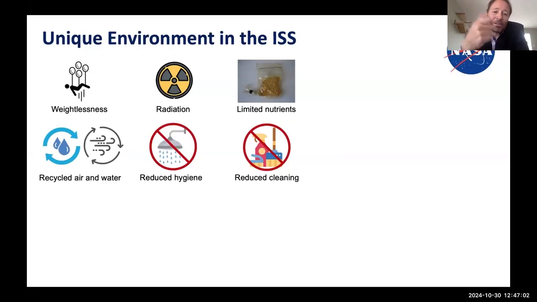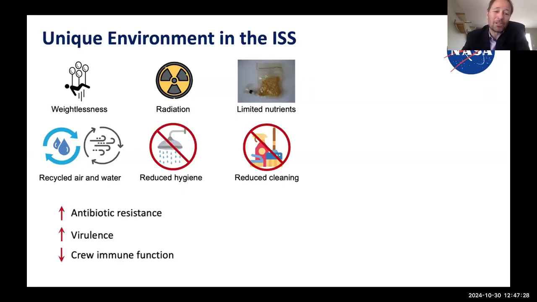First of all, there's weightlessness, there's more radiation, there's very limited nutrients. The only nutrients that exist is the food that is being brought onto the space station with these rockets that are being sent up. There's recycled air and water. There's reduced hygiene. There's a reduced amount of cleaning because you cannot really bring that many towels. You cannot bring that many cleaning supplies up into the space station. And one thing that people have already documented is that there's an increase in antibiotic resistance, an increase in virulence, and a decrease in crew immune function.